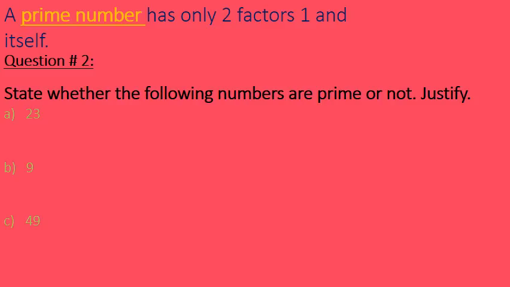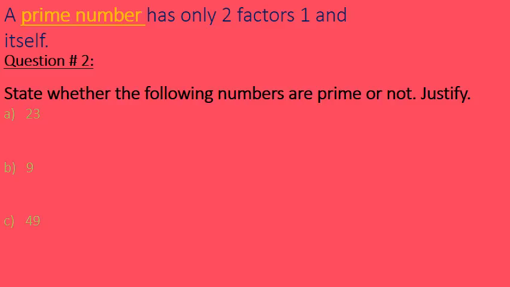Now, a prime number. Who can tell me what is a prime number? Yes, Muhammad. Its divisors are 1 and itself. It has only 2 divisors or 2 factors, which are 1 and itself. So question number 2 is about the prime numbers. We are given 3 numbers. We should state whether the following numbers are prime or not prime, and we should justify why.